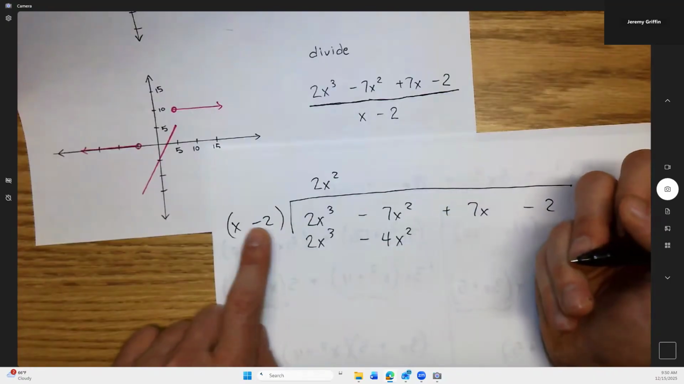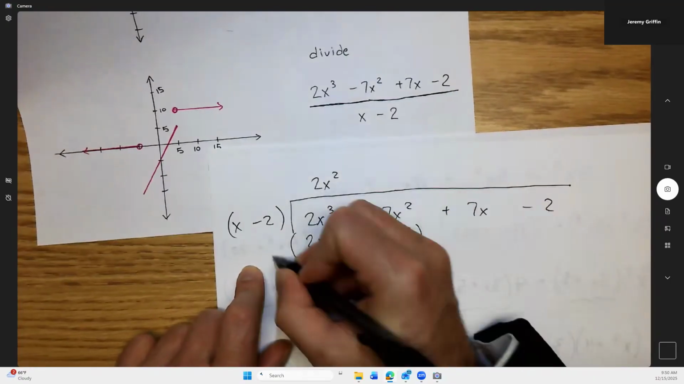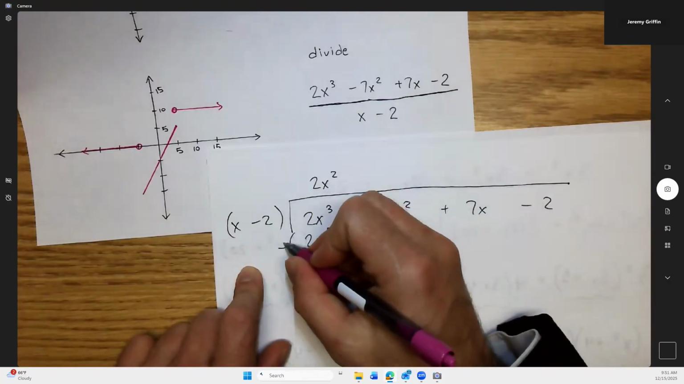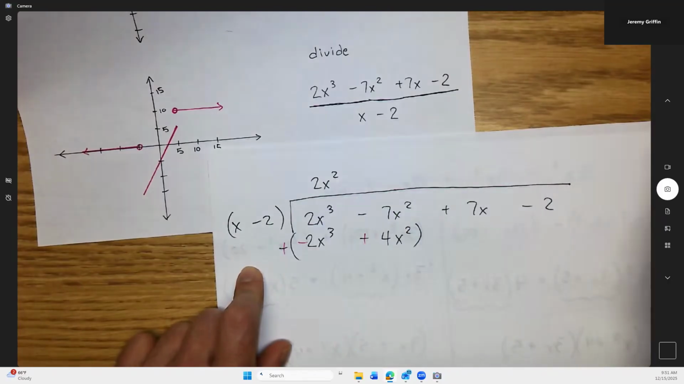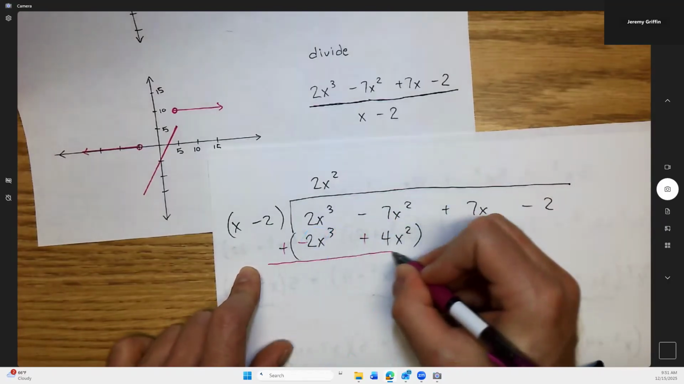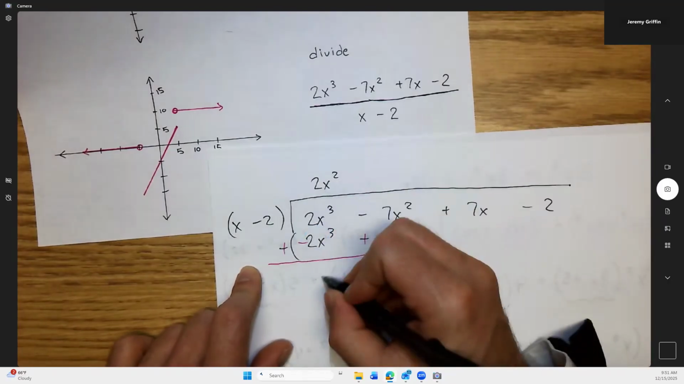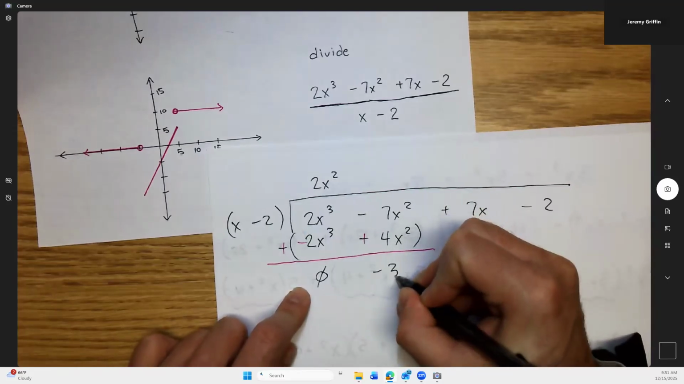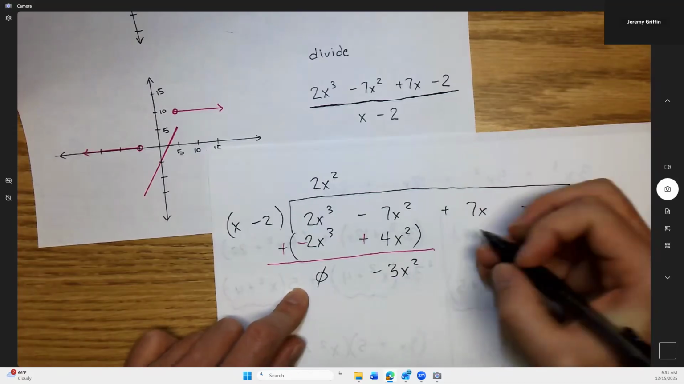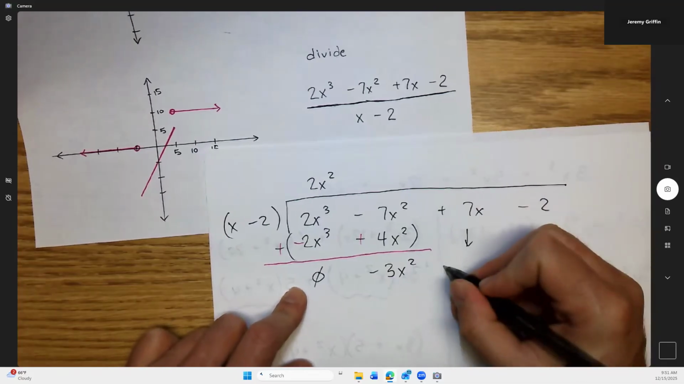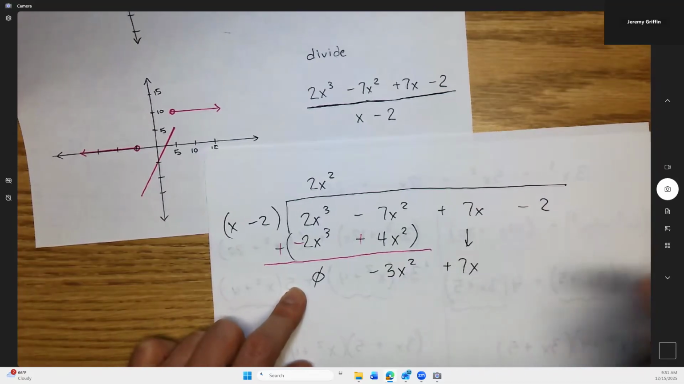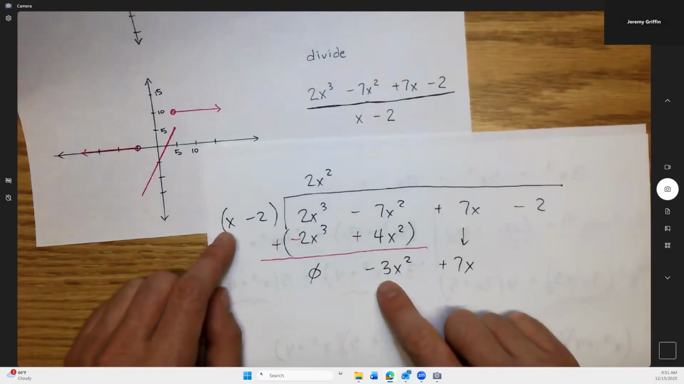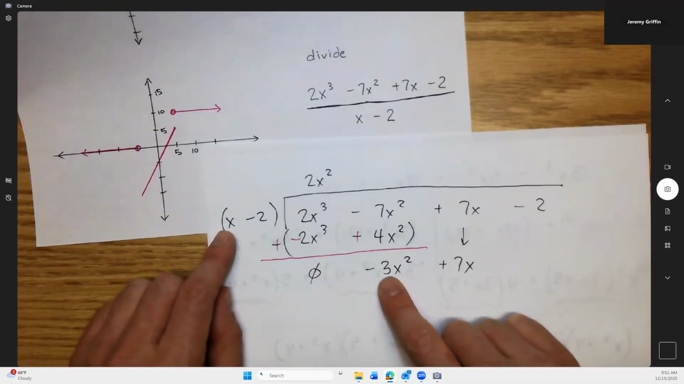Okay. And I'm going to subtract this. I could distribute the negative. And then, of course, that zeroes out. This is negative 3x squared. Then drop down to 7x, so I'll say plus 7x. Then just rinse and repeat the process. Just go as far as it can. So how many times does x go into negative 3x squared?